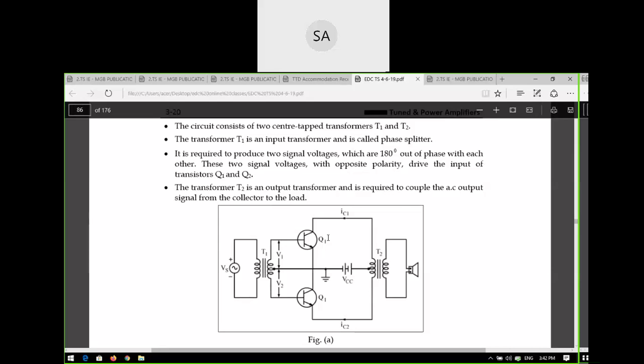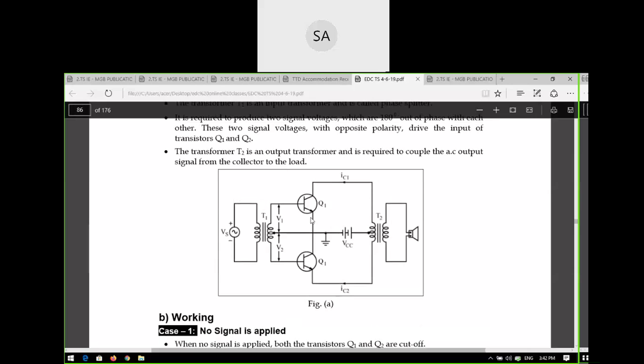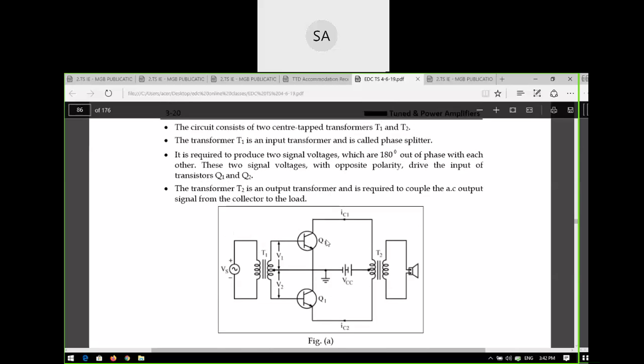Class B push-pull power amplifier. Why is it called a push-pull power amplifier? Because when Q1 is generating the positive cycle, Q2 will generate the negative cycle. So one is positive, the other is negative, so they are opposite in polarity. That is the reason it is a push-pull power amplifier. One is pushing, the other is pulling. That means one is going through the positive cycle, the second one is going through the negative cycle. So in opposite polarity, they will be 180 degrees opposite in nature. That is the reason they are called a push-pull power amplifier.